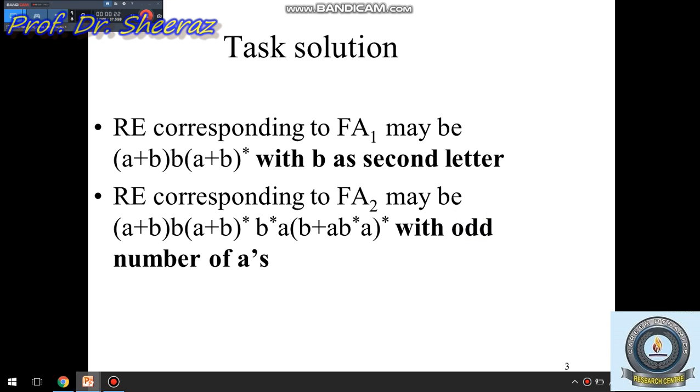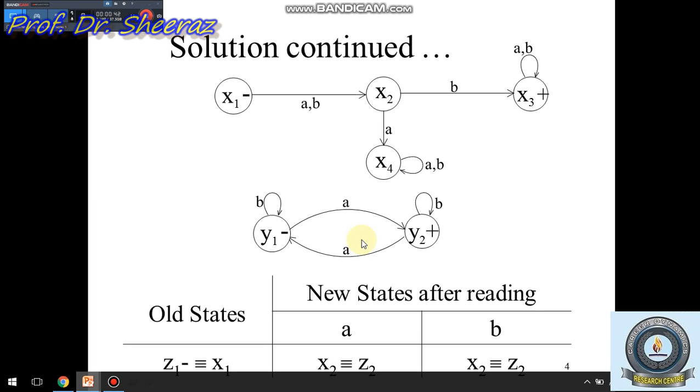So we have the regular expression corresponding to FA1, which may be written as (A plus B) B (A plus B) star, with B as the second letter. It is the same as we discussed in the previous slides. And the second one is the regular expression corresponding to FA2, which may be written like this, with an odd number of A's. So these are the two diagrams for FA1 and FA2.